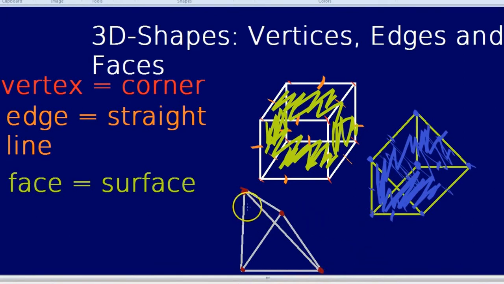How many edges does it have? Well, 3 on the base, 1, 2, 3, and 3 going up, 4, 5, 6. So 6 edges. How many faces? Well, it has the base, which is 1 face, and 3 faces on each side. 2, 3, 4. So 4 faces.